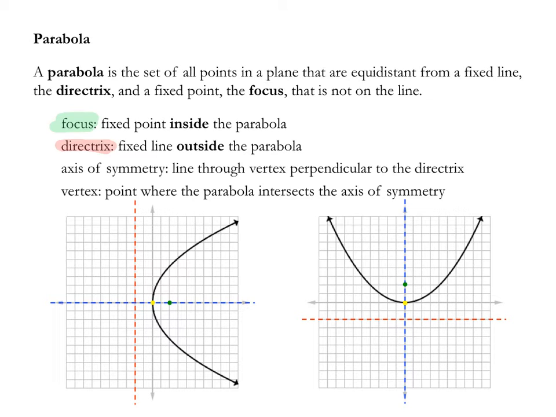The axis of symmetry is the blue line. It's just the line that divides the parabola symmetrically. It always goes through the vertex and it runs perpendicular to the directrix. And then the last one, the yellow one, is the vertex. The vertex is the point where the parabola intersects the axis of symmetry.